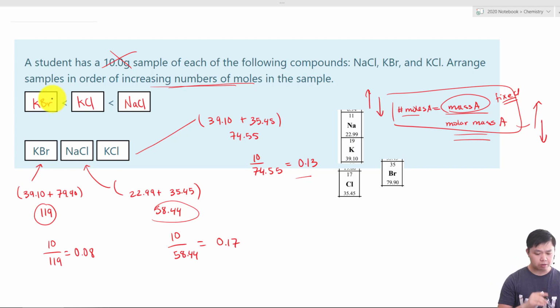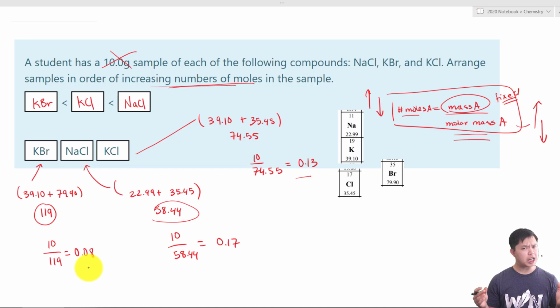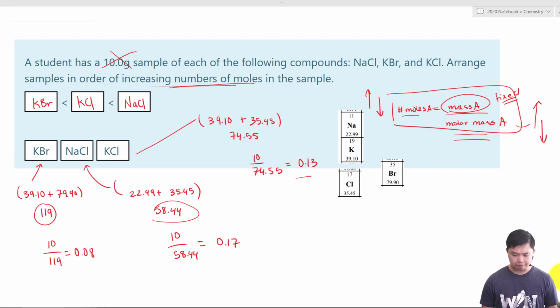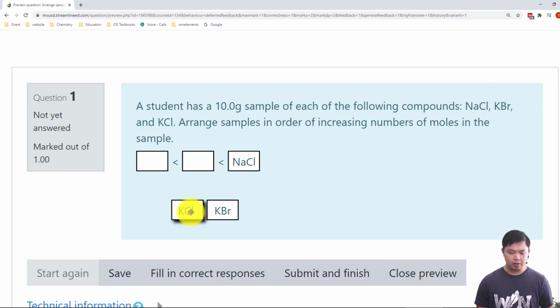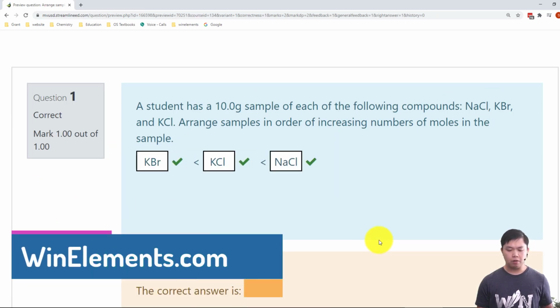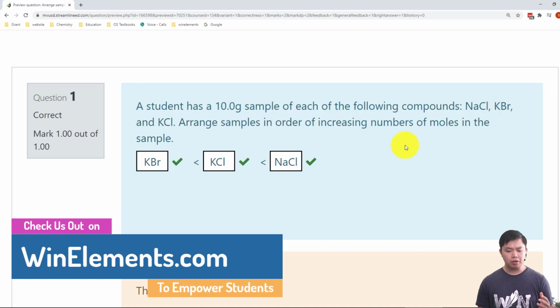And be careful with this. If we have mole, I can change the wording around to mass as well. So just keep that in mind in how we use this formula. Now let's go back and check our answer. So again, NaCl, KCl, KBr. And there you go. That's how you use a flowchart in a different way.